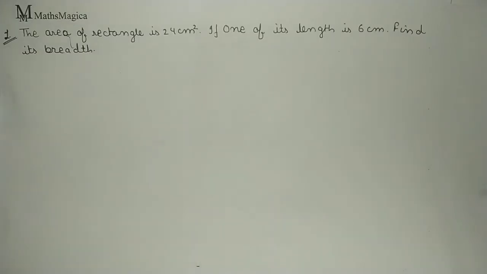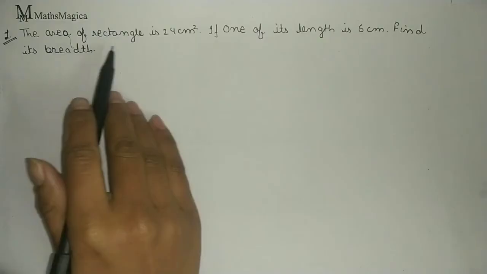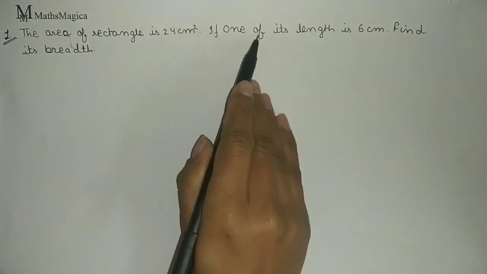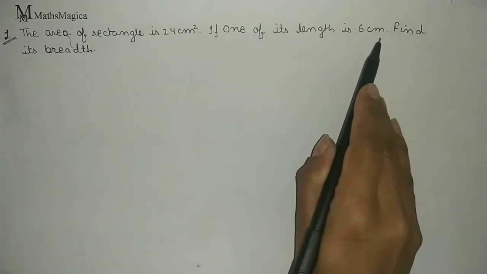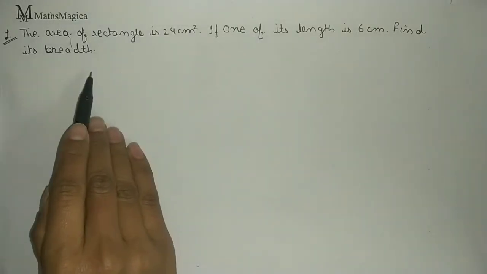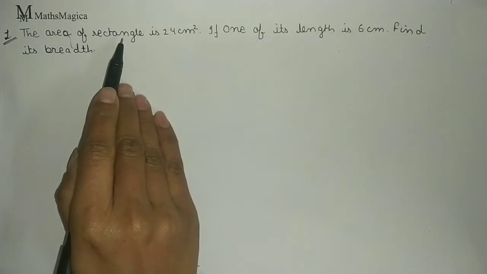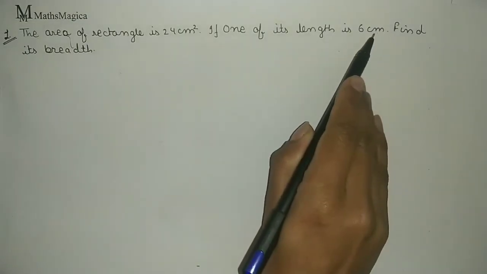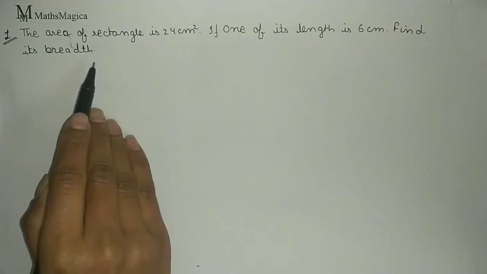Today we will solve questions based on area of rectangle and right angle triangle. The first question is, the area of rectangle is 24 cm square. If one of its length is 6 cm, find its breadth. Area of rectangle is given, that is 24 cm square. Length is 6 cm. Find its breadth.